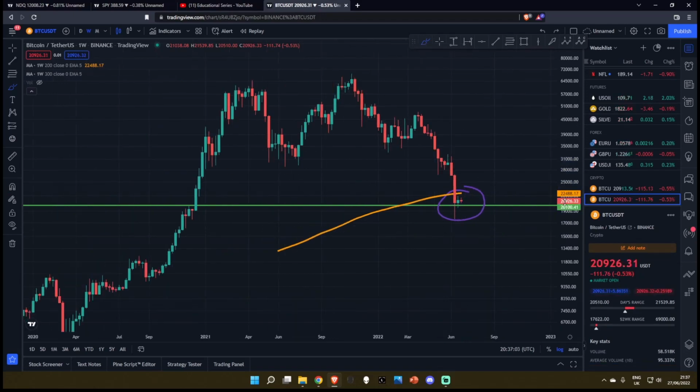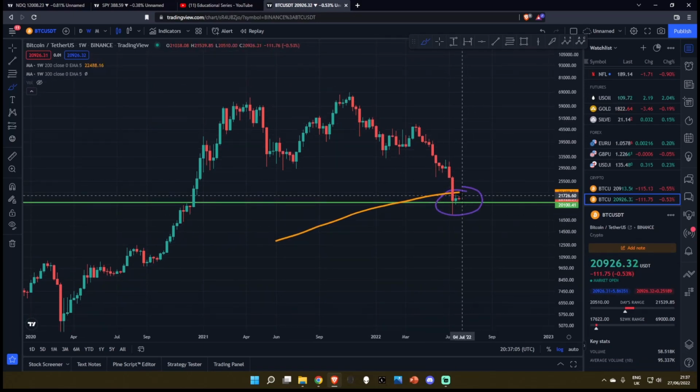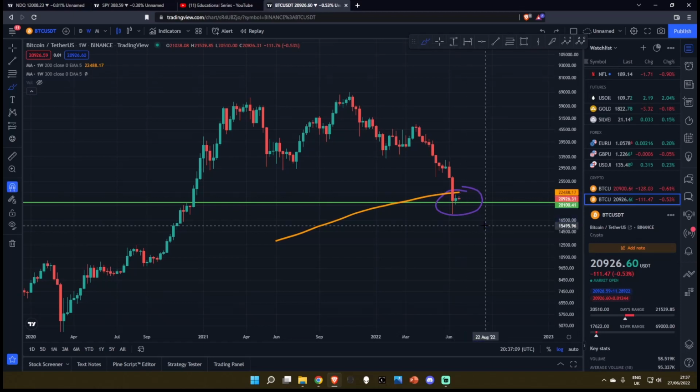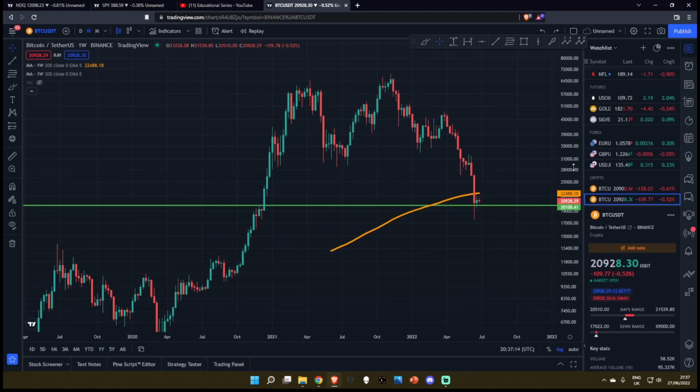I don't necessarily think that. I think we're basically deciding: are we going to come up to the 200 week and get rejected, or are we just going to start heading back down to the downside? I believe that is the indecision in the market right now.